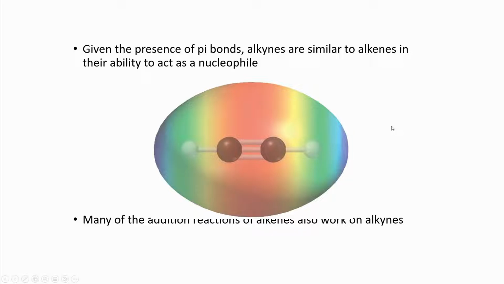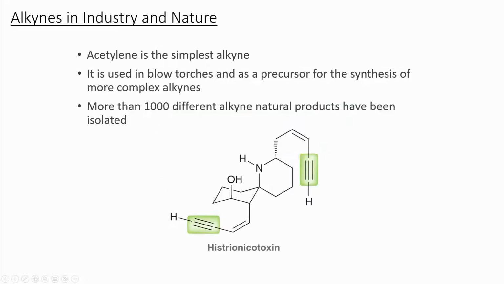Each carbon also contains one sigma bond with another atom, which is using an sp orbital. Since an alkyne has two pi bonds, they have a lot of the same or similar reactivity to alkenes. The electron density of this pi bond is able to act as a nucleophile. Acetylene is the simplest alkyne. It has a carbon-carbon triple bond with two hydrogens on either side. Triple bonds are prevalent in many different natural products.